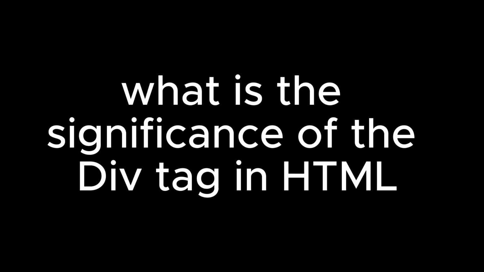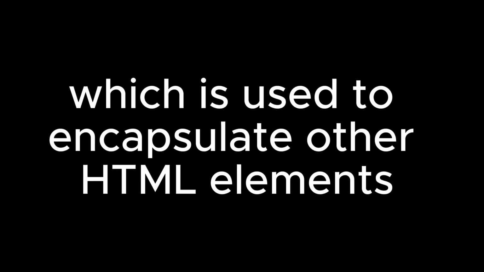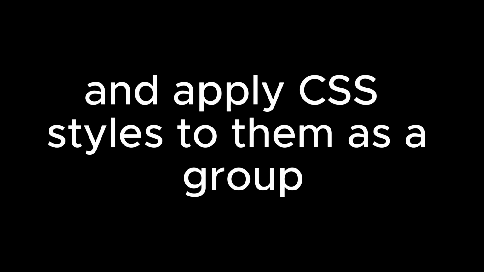Question 11. What is the significance of the div tag in HTML? Answer. A div tag is a container unit which is used to encapsulate other HTML elements and apply CSS styles to them as a group. It helps in layout and alignment, making it a block-level element.